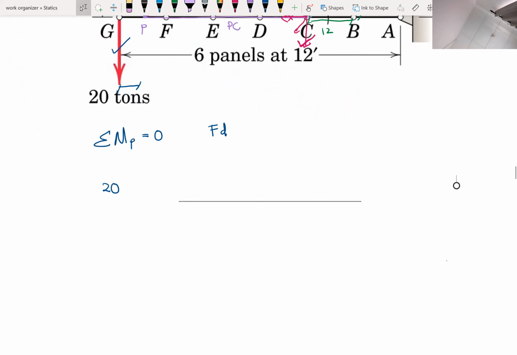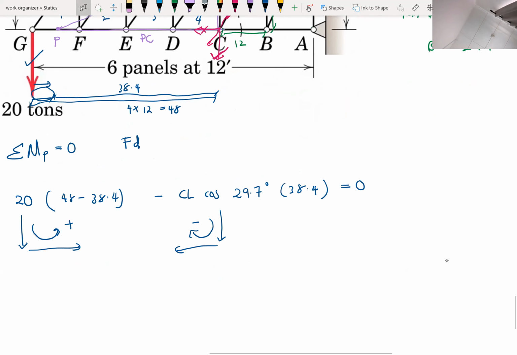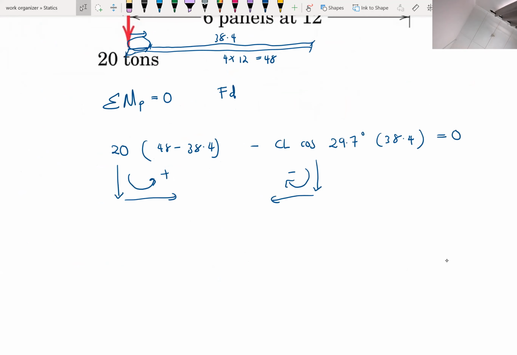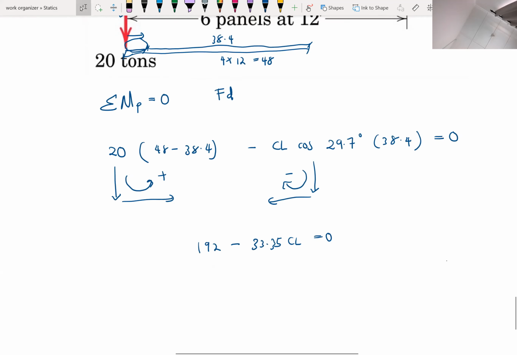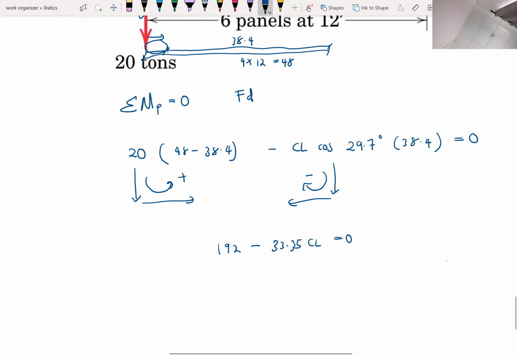So we calculate, we get 192 minus 33.35 CL equal to 0. So CL equal to 5.75 times. Everything is in ton unit. So that's it, how to calculate the members.